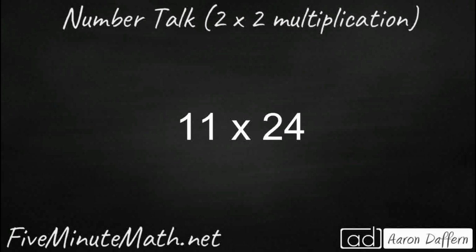What we do in a number talk is we use mental math. That means no paper, no pencil, to try to solve this expression. Then we look at all the different ways we could have figured it out. So before we go any further, let's go ahead and do that. Pause the video, figure out 11 times 24 in your head. When you have your answer, unpause it, and we will look at all of the strategies together.